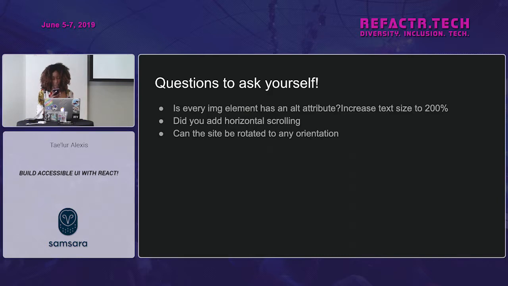Does every image element have an alt attribute? And then also increasing text size to 200%. Did you add horizontal scrolling? Not everyone likes the horizontal scroll. It's just kind of an annoyance for everyone, really, it seems. And then, can the site be rotated to any orientation? That as well. So just questions to keep in mind when you are building your next application.